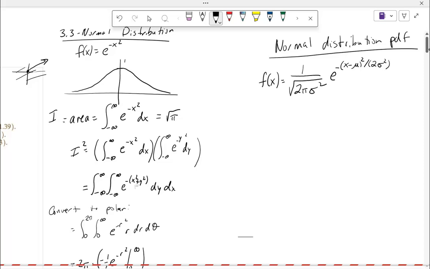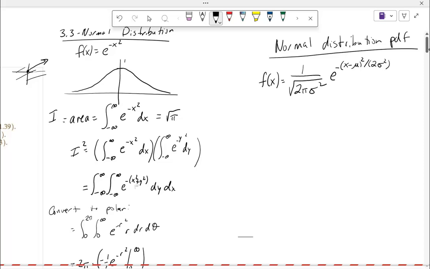What have we done to that original function? Basically, we've done some transformations, right? This sigma squared piece is going to do a horizontal stretch or compression, depending on what the sigma is. It'll either make it really, really wide or really, really narrow, right?